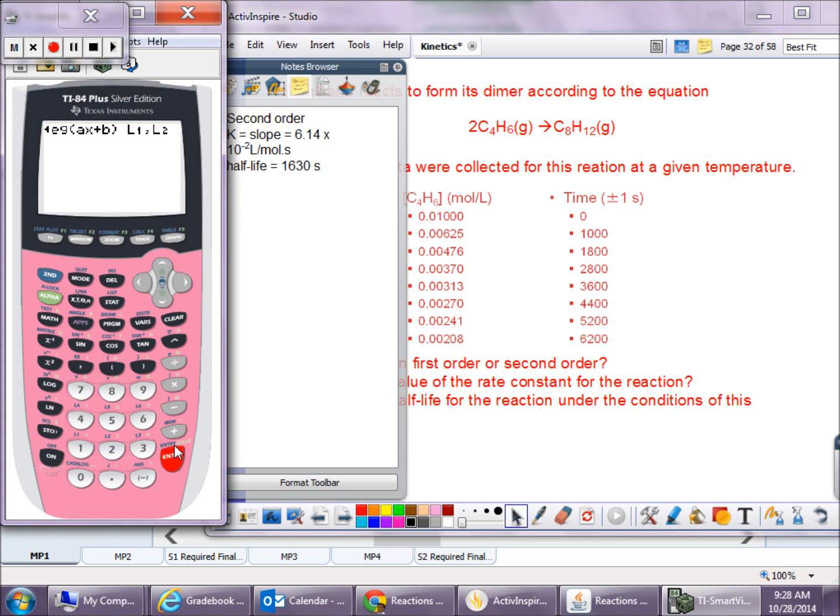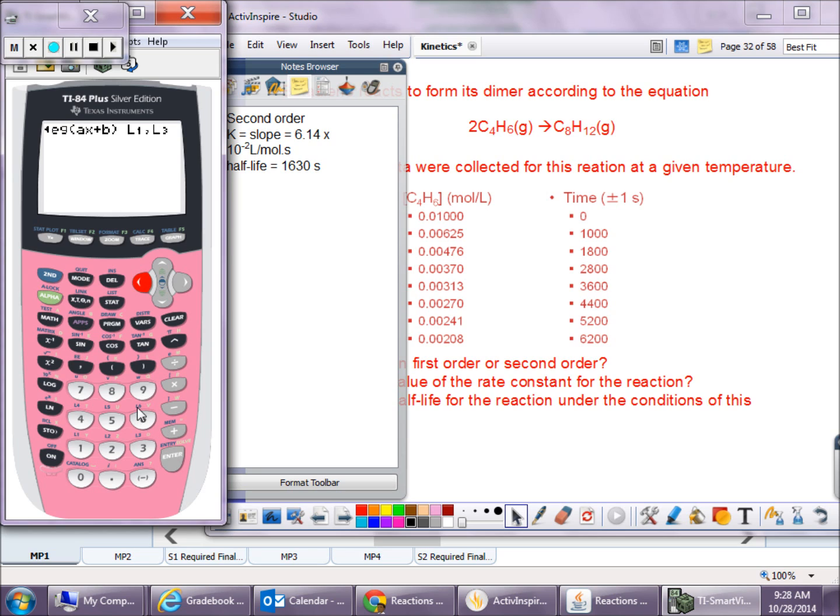Second, enter. Let's go back and replace L2 by L3, and then press calculate again. It is 0.97. Let's do second, enter.